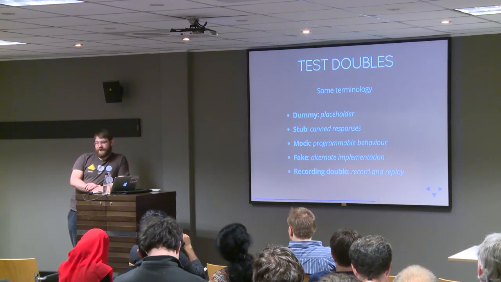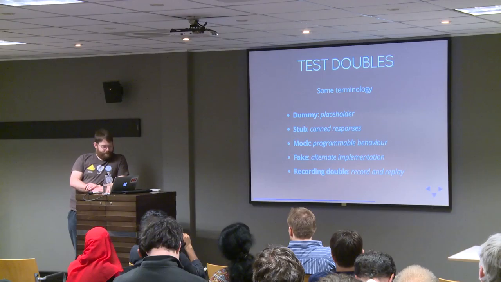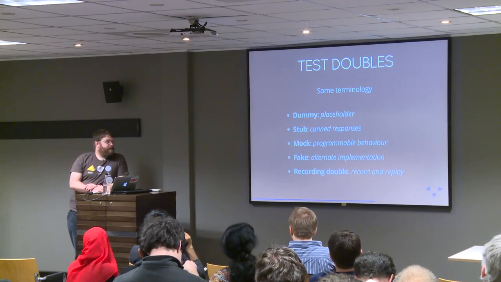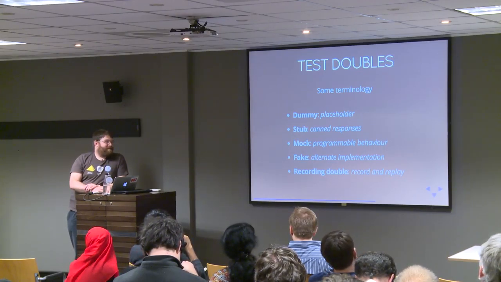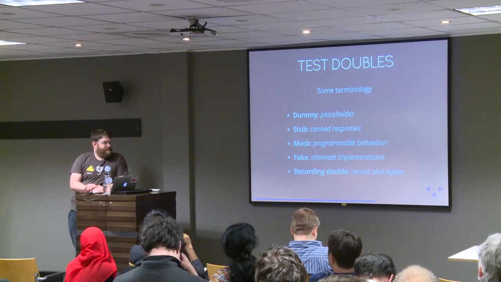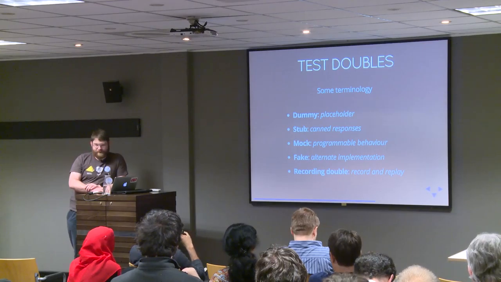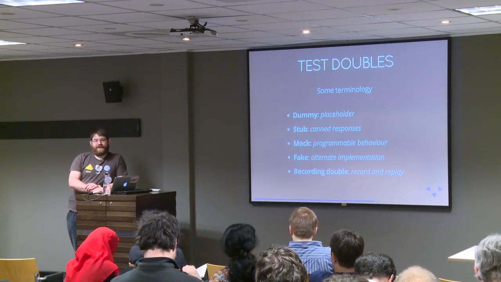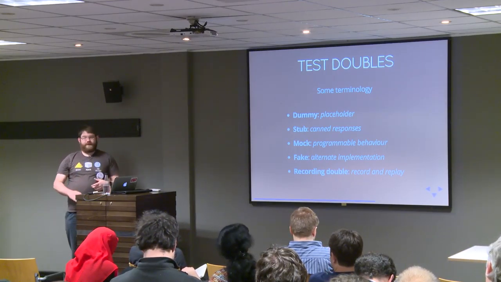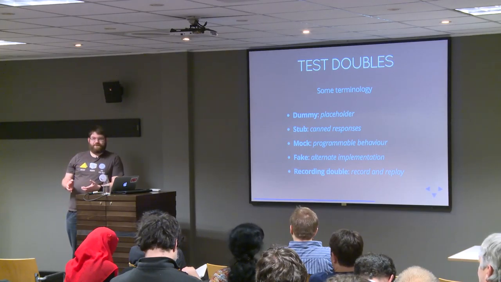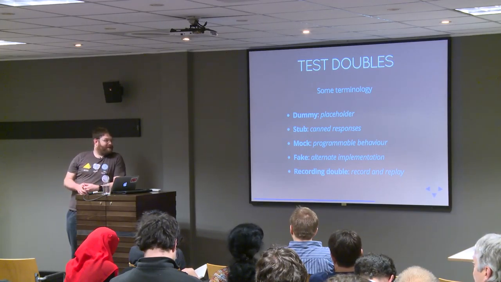That's generally harder work to build, but it has various advantages over mocks. And then something that's slightly different is a recording double. It's more specific. An HTTP API is kind of a canonical example.